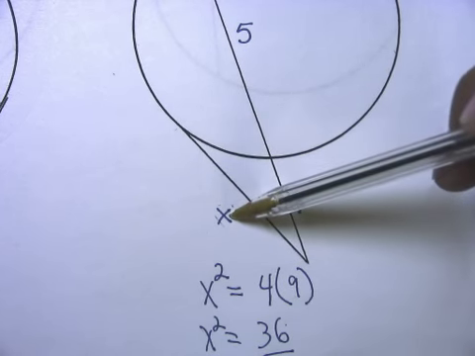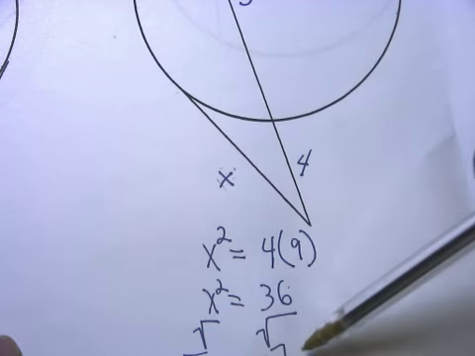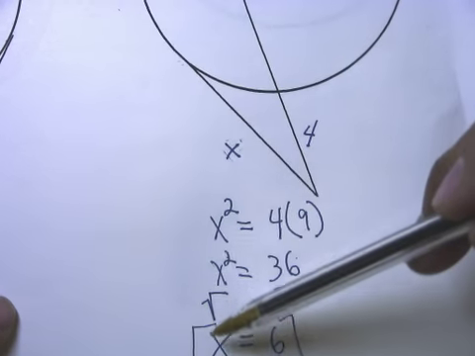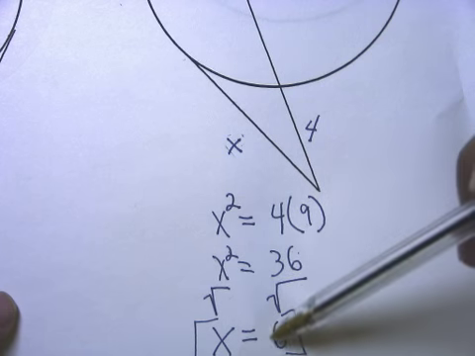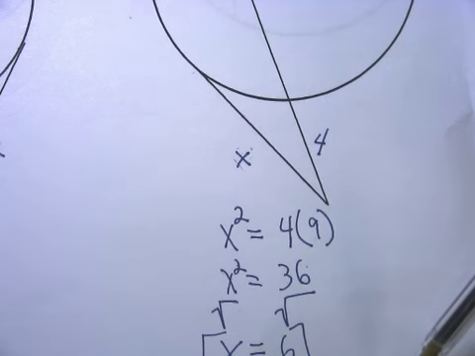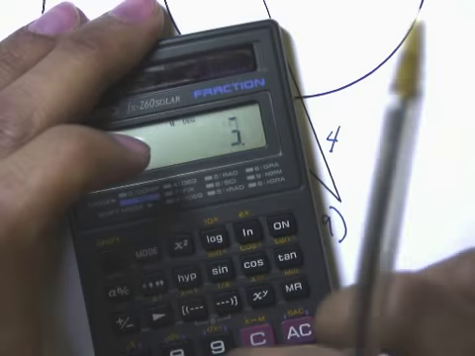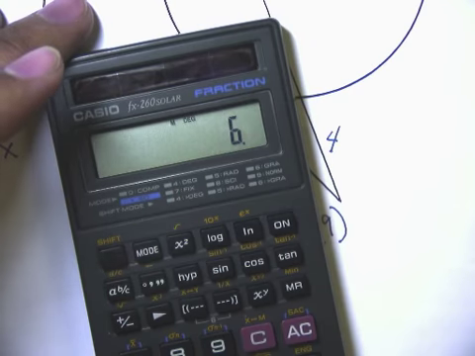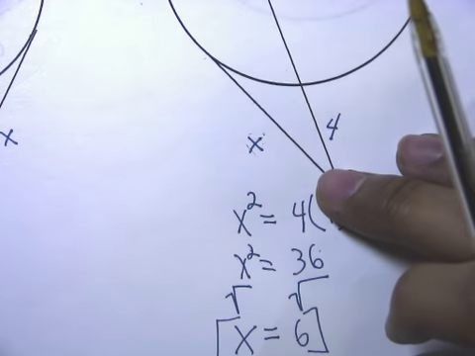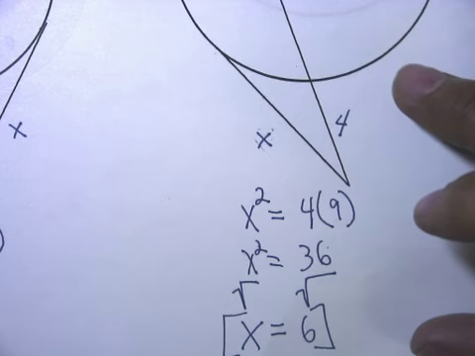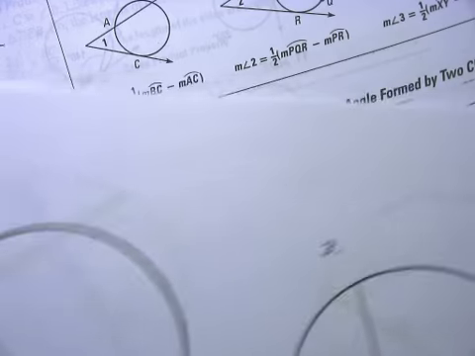Obviously, I'm looking for x. So what I'm going to do is take the square root of both sides. The square root of x squared is x, and the square root of 36 is 6, because 6 times 6 is 36. Or you can just do 36, second shift, and you get 6. There it is. There's the square root. Okay? Let's take a look at another example.